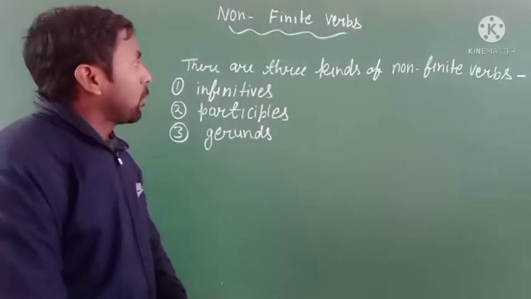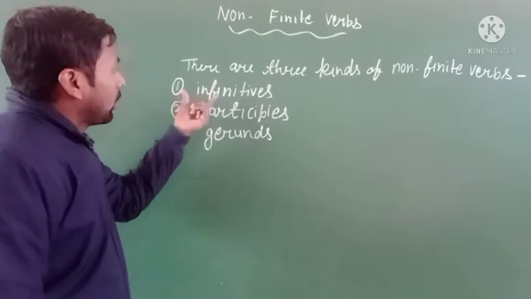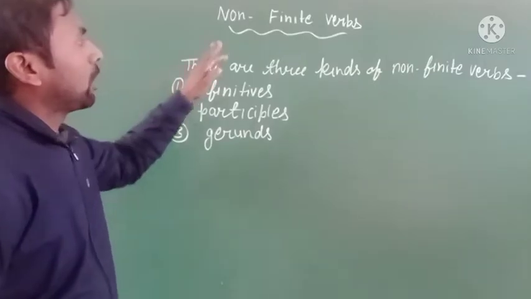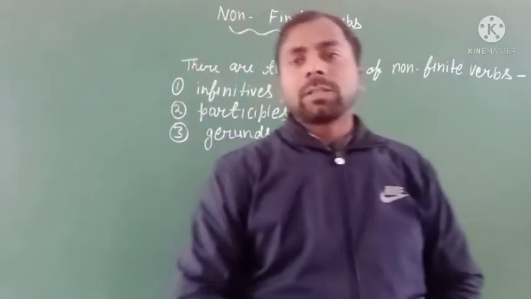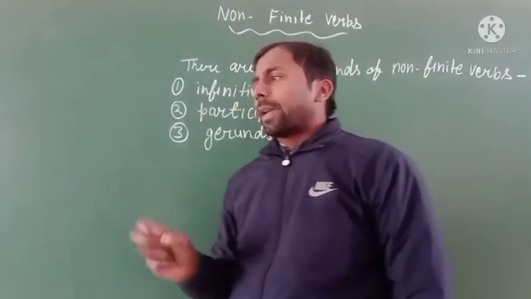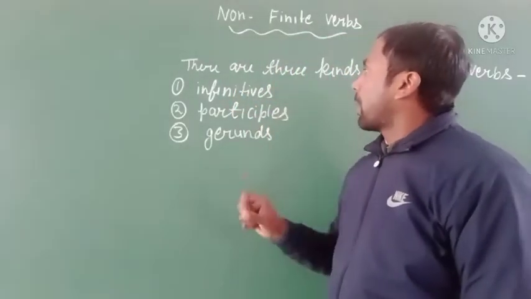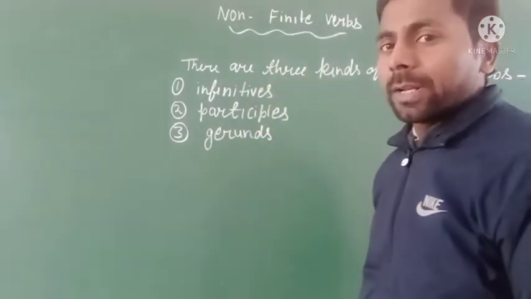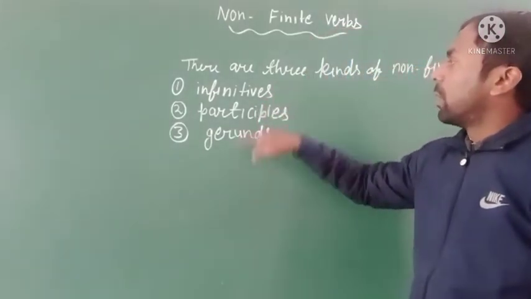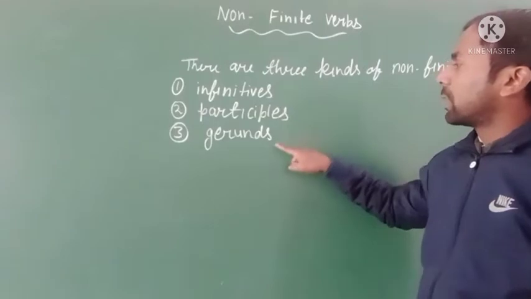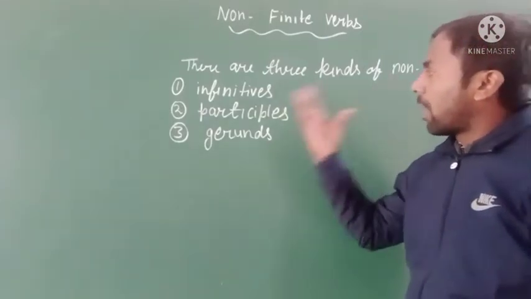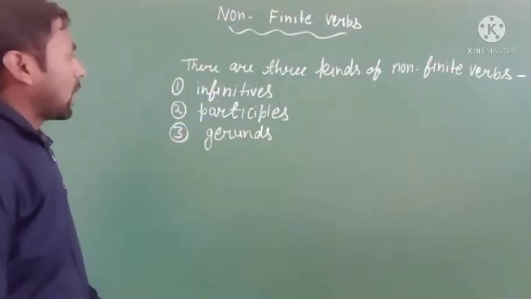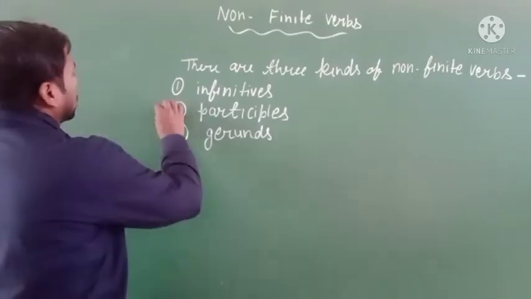In the previous video you learned about infinitives. First, you know very well about finite verbs and non-finite verbs, and what the definition of each is. I have also told you that there are three kinds of non-finite verb: first is the infinitive, second is the participle, third is the gerund. I have already explained the infinitive, so you can see its first part. Let's start with the second part.